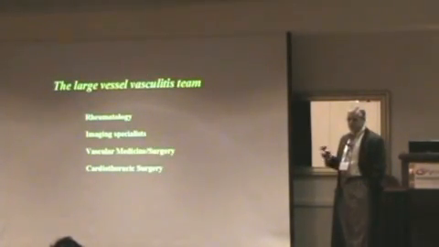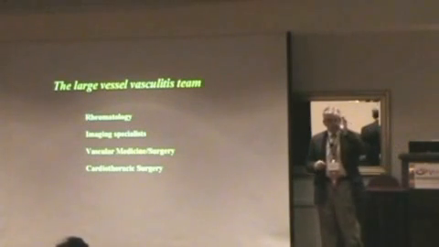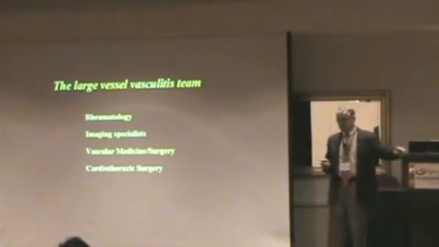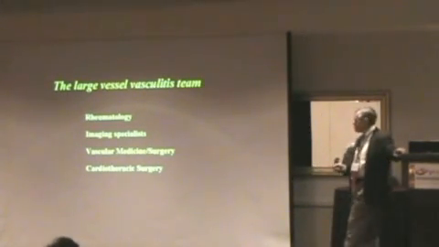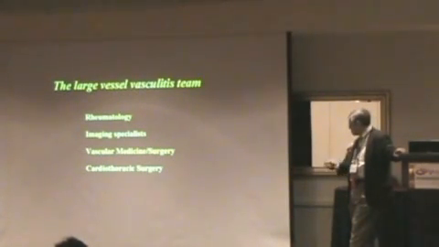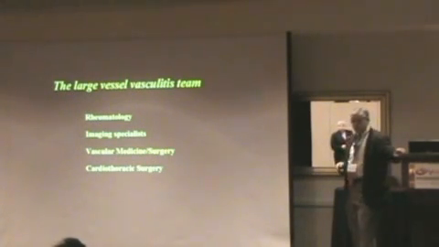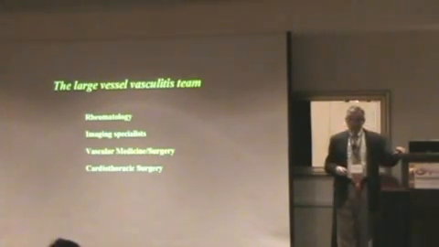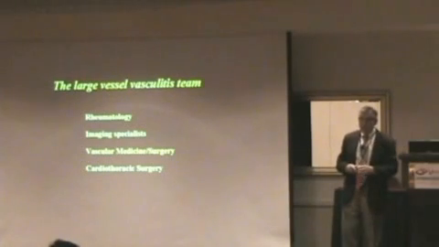We can't take care of these people independently as rheumatologists. We really need the help of a lot of people because they are complex. We need the help of imaging specialists. You need to know them by their first name. You need to get the studies when you need them. They should be your friends. Vascular medicine folks and cardiothoracic surgery, because not an insignificant number of these people are going to have large vessel surgeries. So with that, I think we can convene the panel and pick up on other questions.